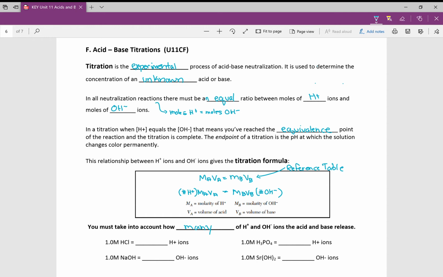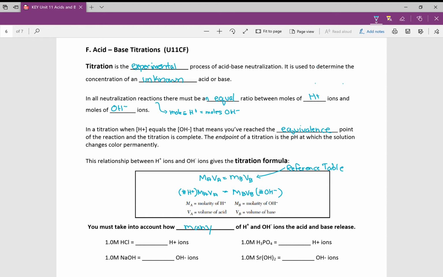One important part to know is the reason why we can do these calculations: in our neutralization reactions, when we get to that part where it's completely neutralized, there must be an equal ratio of moles of H plus ions to moles of hydroxide ions. This is referred to as the equivalence point. That would mean that your titration is complete.